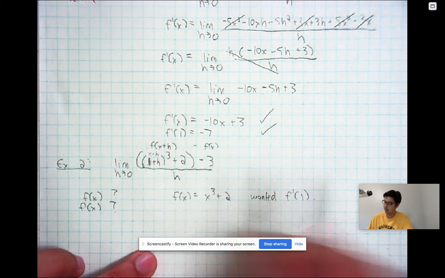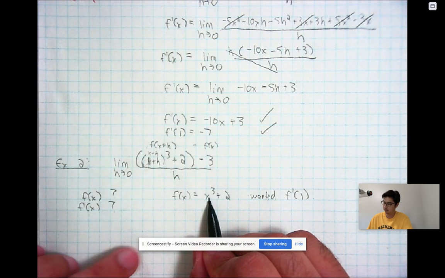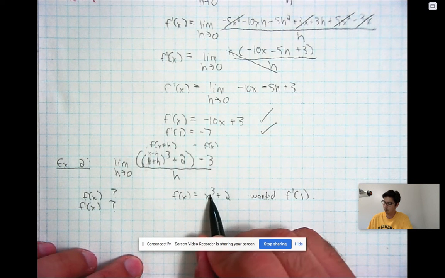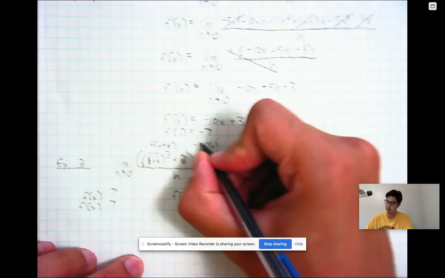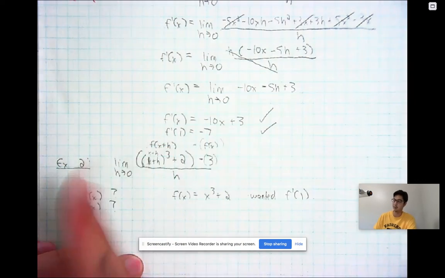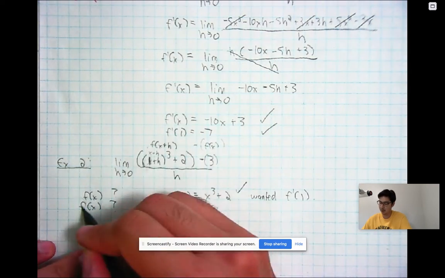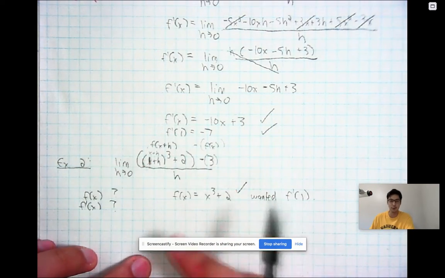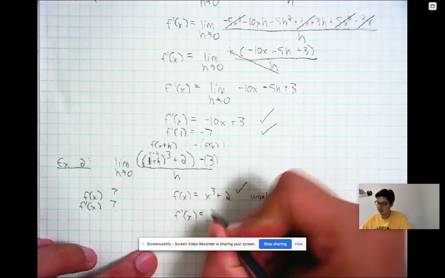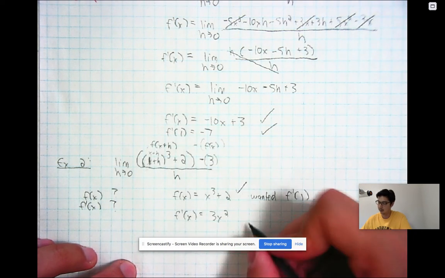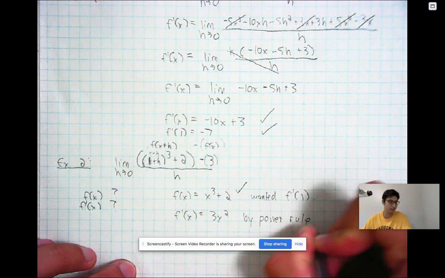Let's see what happened. Was this f of x? Well, if you plug in 1 here, 1 to the third is 1, 1 plus 2 is 3, and that's great, because there's the minus 3, right? Because remember, it's f of x plus h minus f of x. So good, now we know the function. Now what's f prime of x? Yes, you could do this with the definition of the derivative. I'm not going to. I'm going to use the power rule here and get 3x squared by the power rule. All right, and there you go.